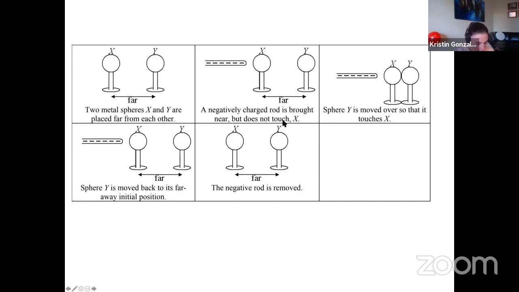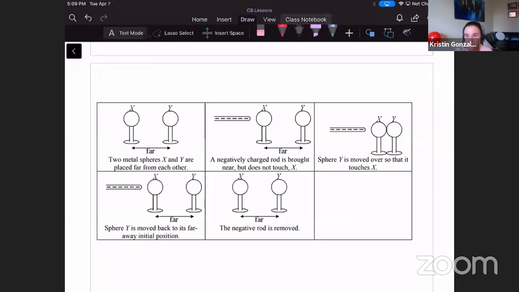If you have paper, I want you to get that out, and I want you to sketch what you think those spheres are going to look like as I bring that negatively charged rod close to it. And I'm going to switch over here to my iPad so I can actually draw it out better.